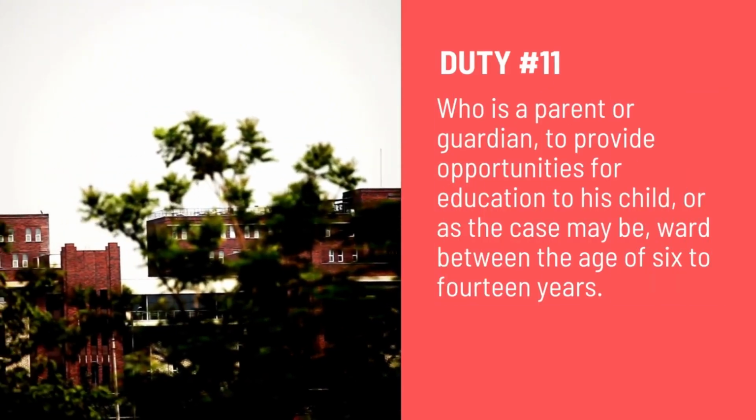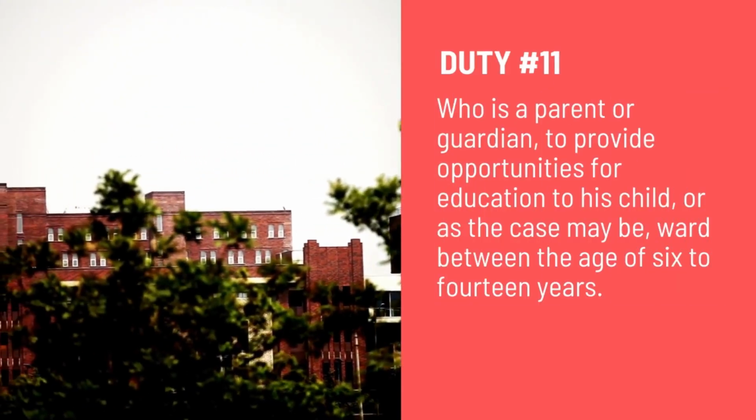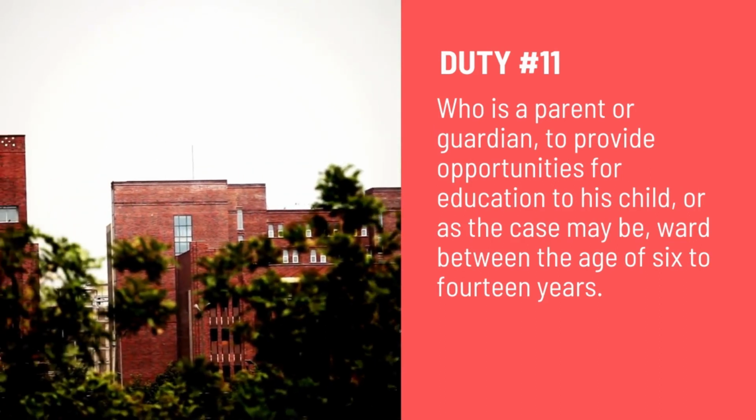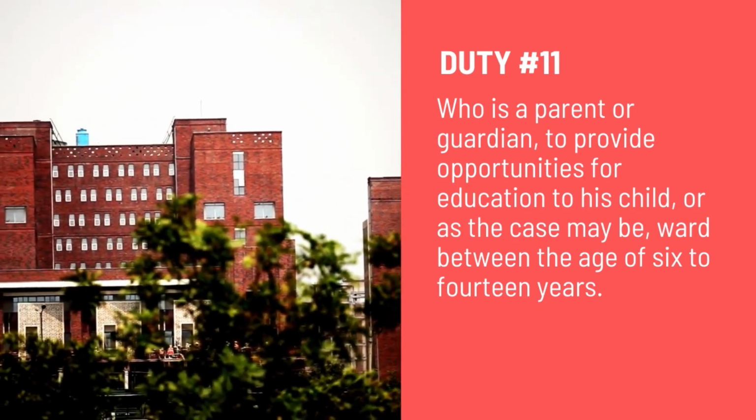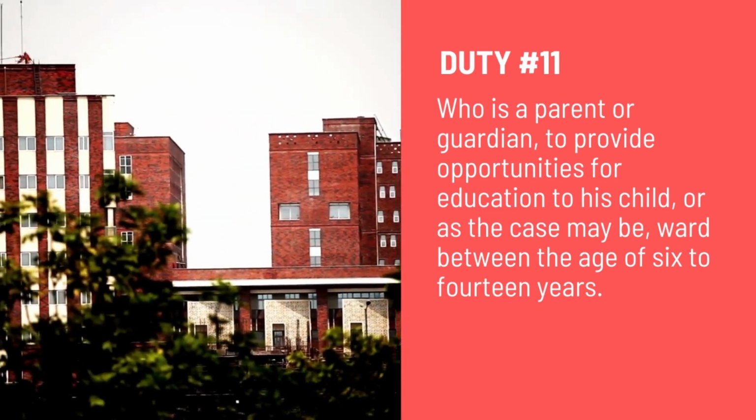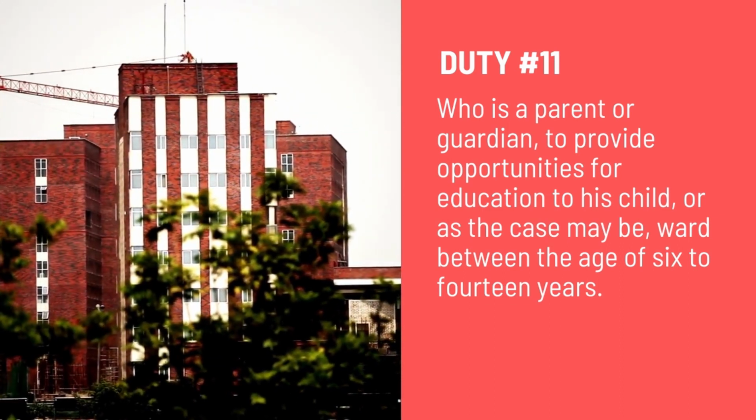The last and final one is for a parent or guardian to provide opportunities for education to his child, as the case may be, between the age of 6 to 14 years. Now, right to education is one of the fundamental rights that all of us have, right? And every child between the age of 6 to 14 should be sent to school. Now, that is the responsibility of every parent living in this country. And this is the new duty that was added to the Constitution in the year 2002.